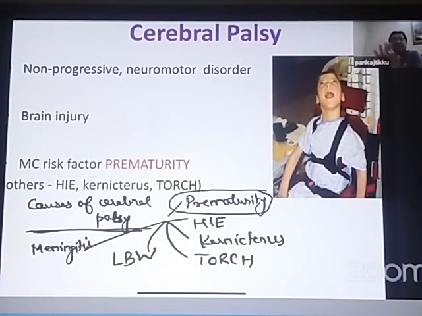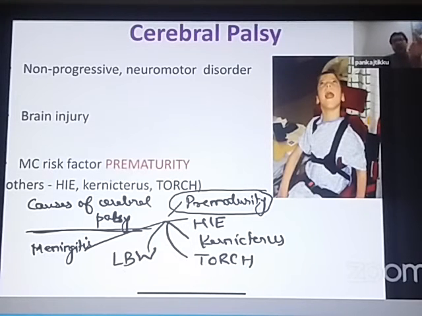After 5 years, when the mature head circumference has been achieved, the brain stops growing. After that, any damage to the brain is unlikely to result in cerebral palsy. So cerebral palsy usually occurs due to injury to the brain at the time when the brain is growing very, very fast.